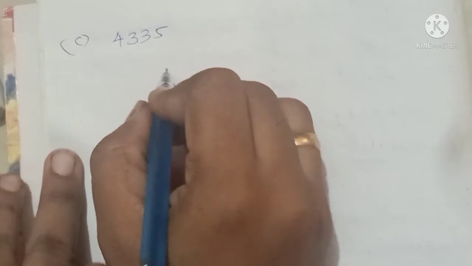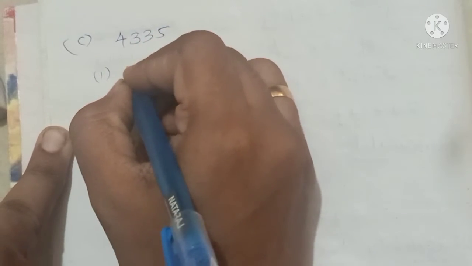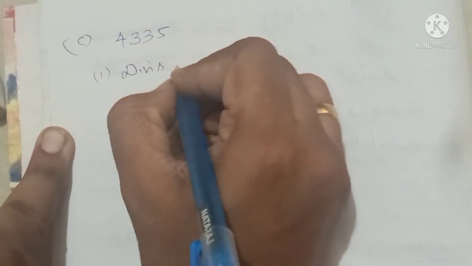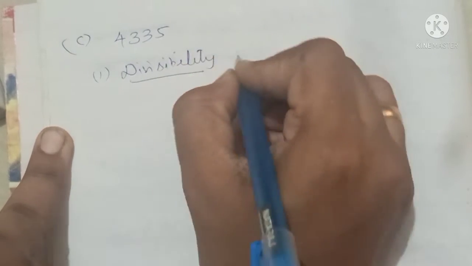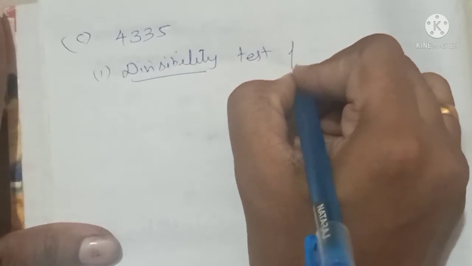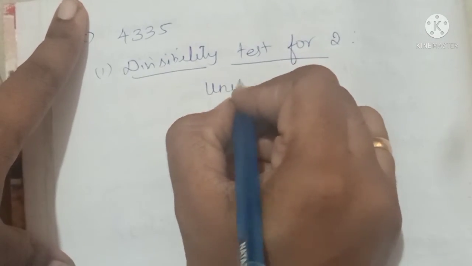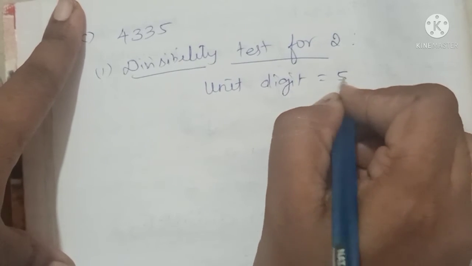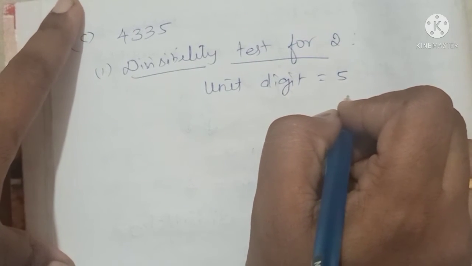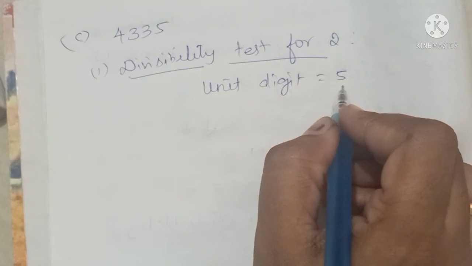The next one, 4335. So the first part, divisibility test for 2. For that we have to consider the unit digit. So what is the unit digit? The unit digit is equal to 5. So definitely it is not divisible by 2, because in the unit digit we should have 0, 2, 4, 6 or 8.